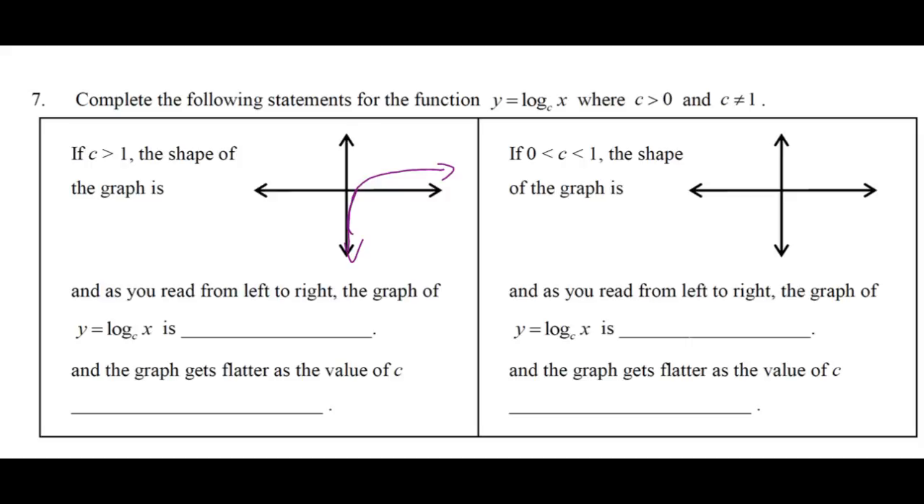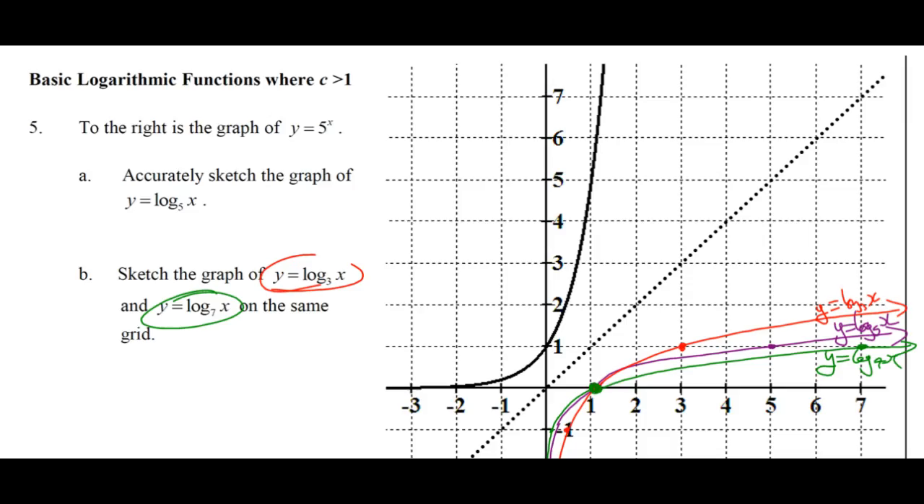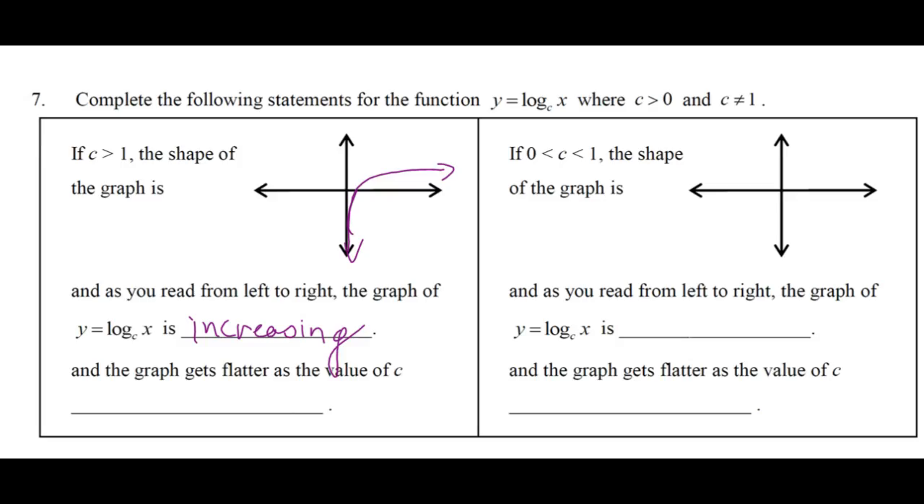As you read from left to right, what's the graph doing? It's going up. We'll call that increasing, because words like going up just don't quite capture it. And the graph gets flatter as the value of c increases. Now we go back and compare here, right? What makes it go flatter? The value of c is getting bigger.